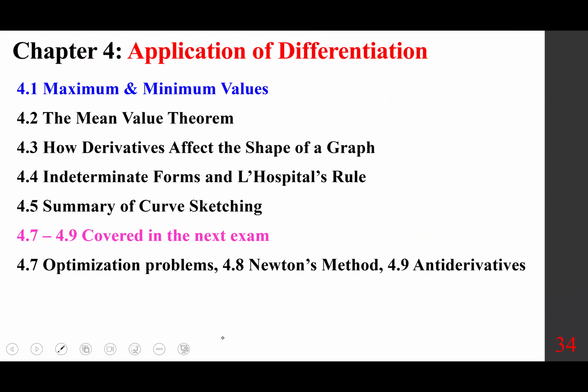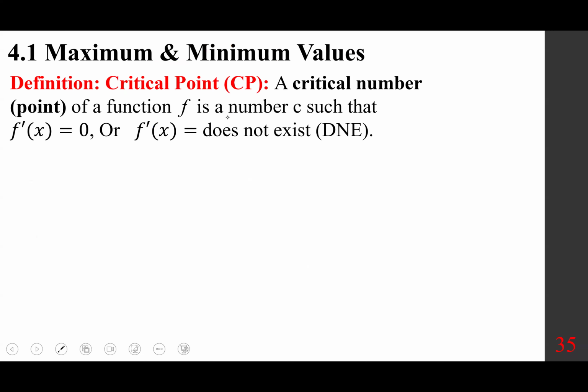Okay, so let's switch gears. Chapter 4, applications of differentiation, 4.1, maximum and minimum values. Here's the definition. Critical point, CP for short: a critical number or point of a function f is a number c such that f prime is 0 or f prime does not exist.